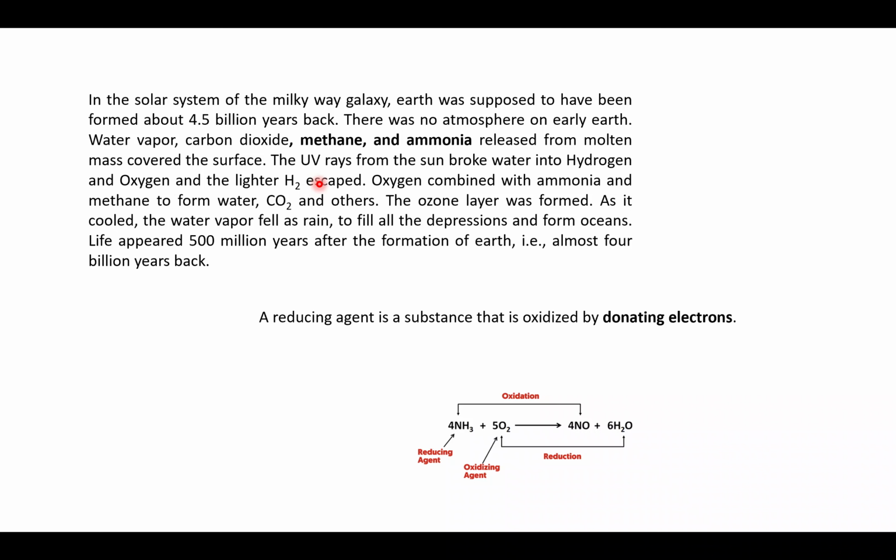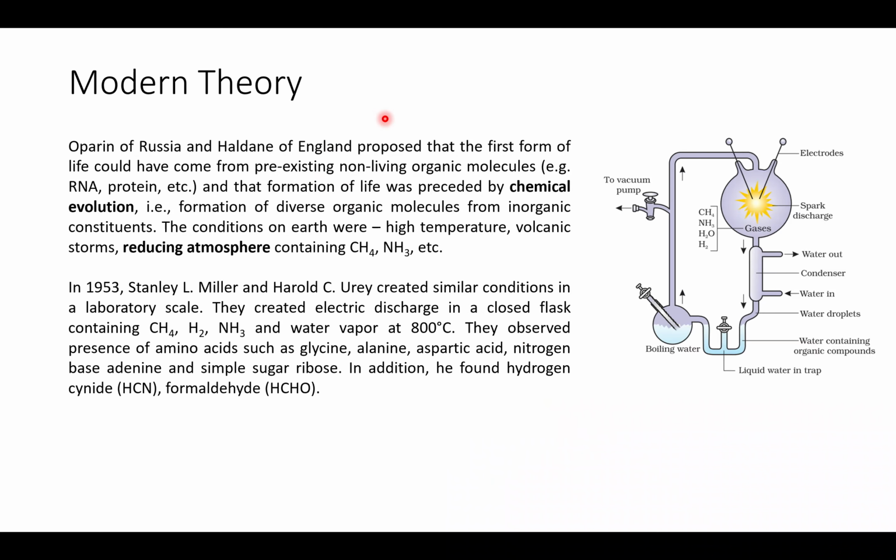The modern theory of the origin of life discards spontaneous generation. What the modern theory says is that chemical evolution is the basis of the origin of life. So first, chemical evolution occurred. Two scientists, Oparin of Russia and Haldane of England, proposed that the first form of life could have come from pre-existing non-living organic molecules, that is RNA, protein, etc. And that the formation of life was preceded by chemical evolution.